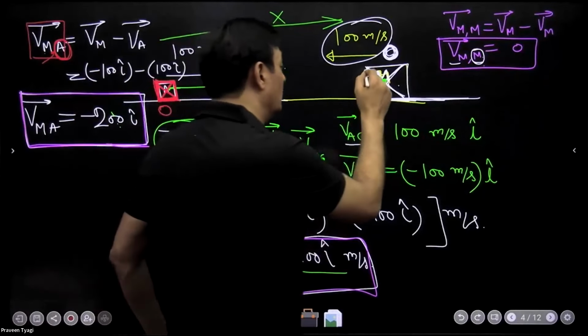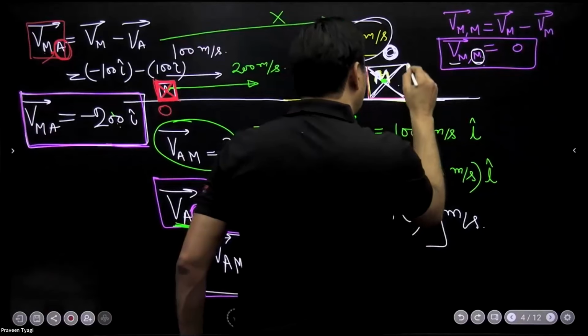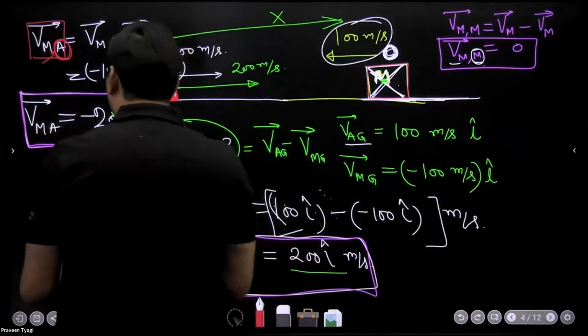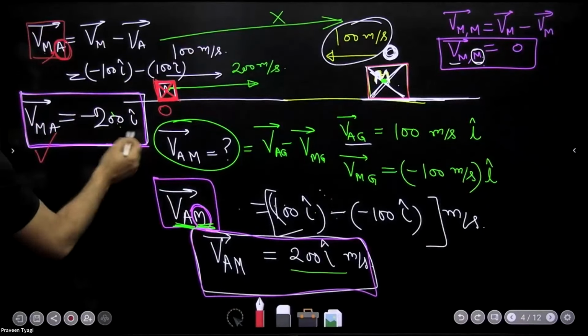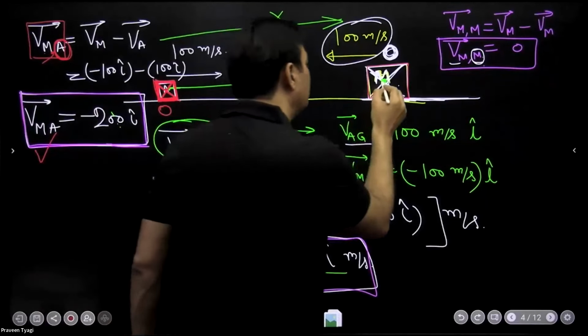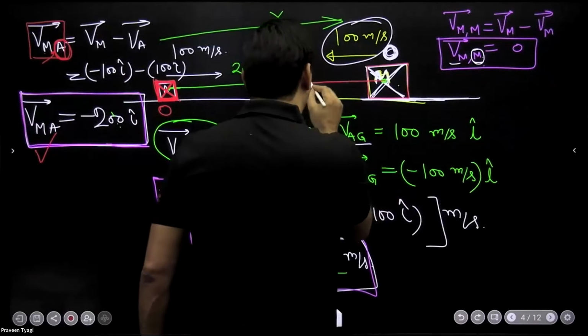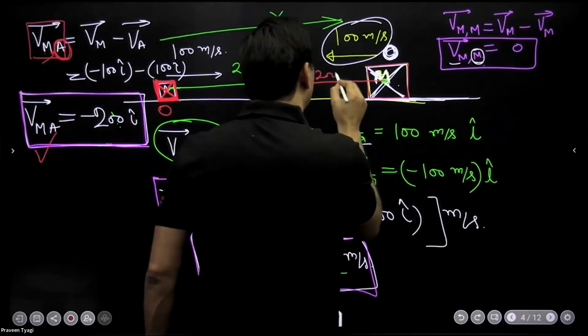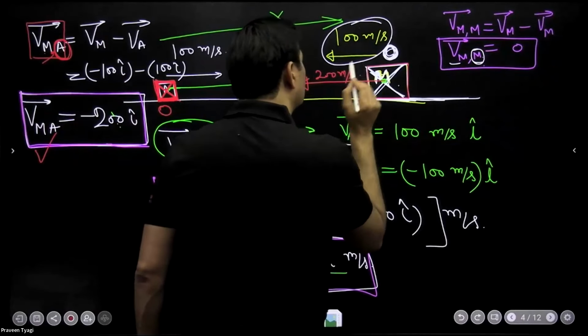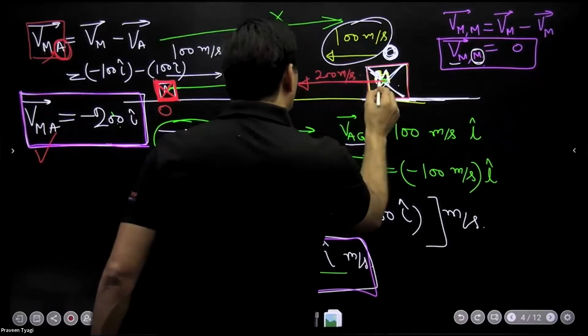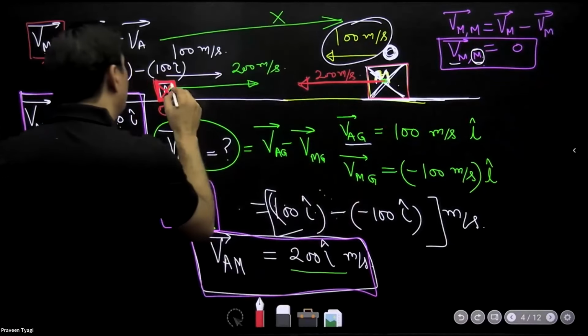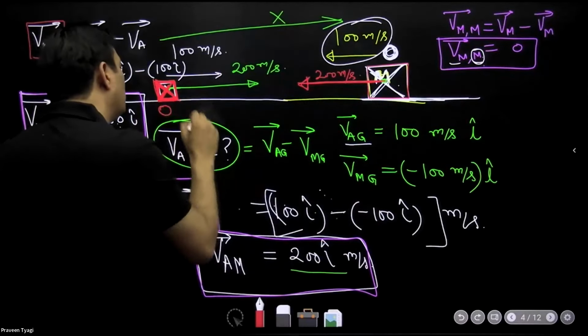And what will be the velocity of Minasri as observed by Adi? We have calculated that here. It is minus 200 i cap. That means he will feel Minasri is moving in this direction with 200 meters per second. And he is not going to move at all. He will feel, I am at rest. I am not moving at all.